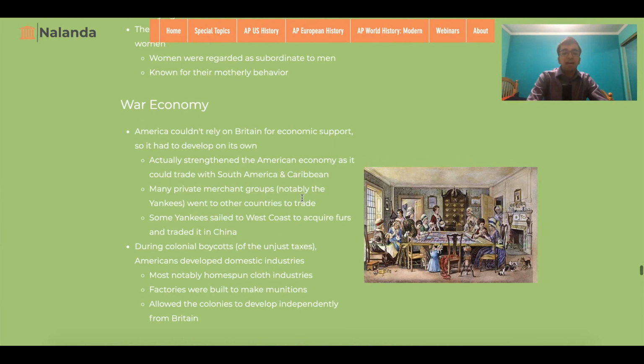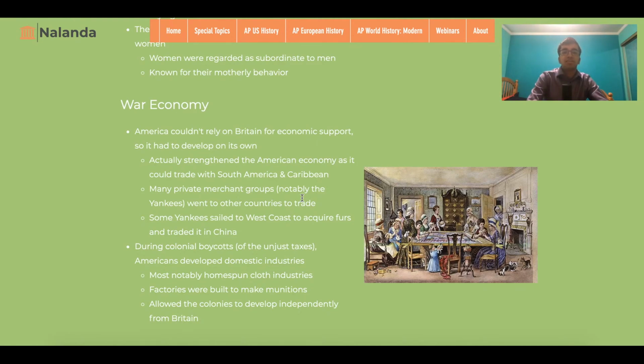And also, during and after the war, Britain wouldn't trade with the colonies, which actually strengthened the colonial economy because now the colonies could trade with other regions and other countries like the Caribbean and South America. Many private merchant groups, most notably the Yankees, carried out such operations.